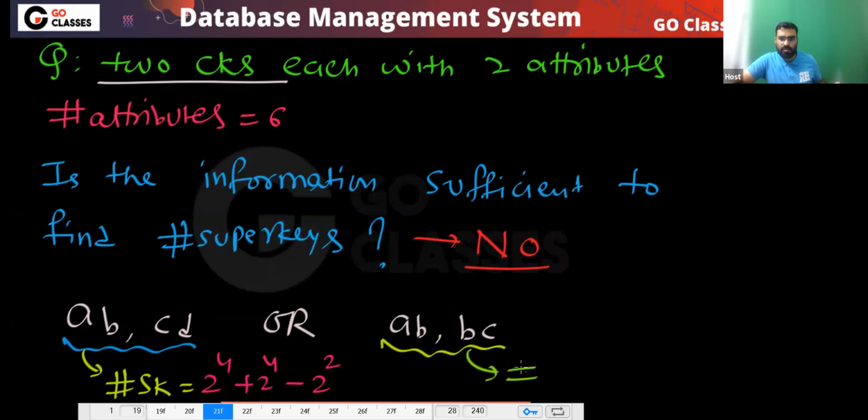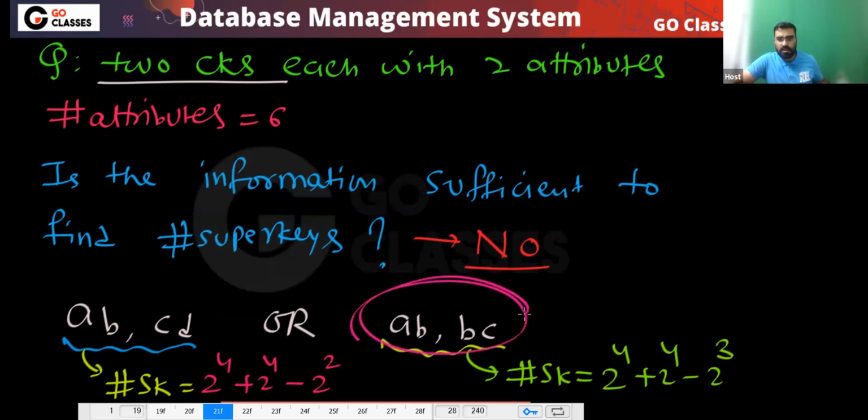In the overlapping situation, the number of super keys will be 2 power 4 plus 2 power 4 minus 2 power 3, because the number of super keys which contain both will be 2 power 3. So this is the difference.